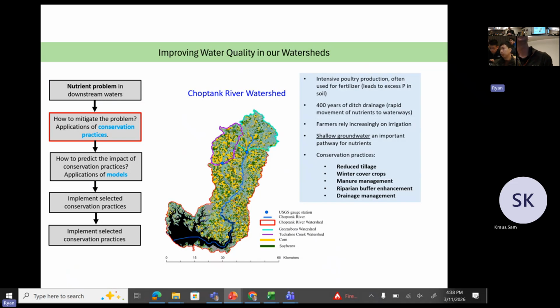So 400 years, right, of ditch drainage. So you have tile drains, which collect soil water and groundwater, and that's kind of a fast way for those nutrients to get from the fields into the Chesapeake River and Tuckahoe Creek. Shallow groundwater, so that's also a way for nutrients to get into the receiving waters. And they have been applying conservation practices: reduced tillage, winter cover crops, manure management, riparian buffer enhancement, drainage management. And the question is, are these working, and when could you see a result in the downstream waters?